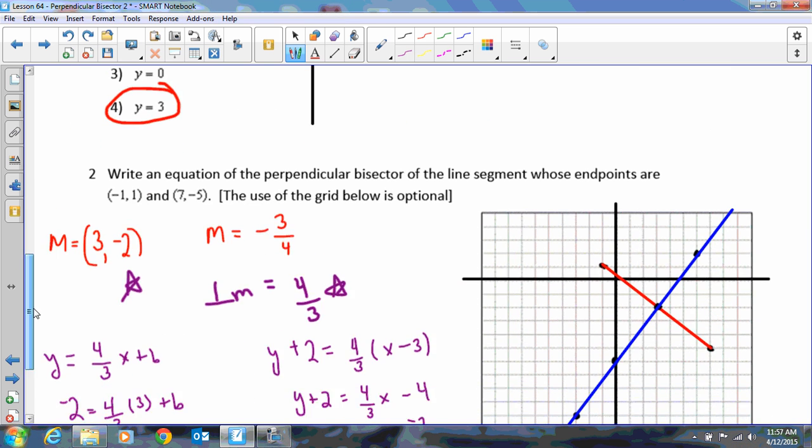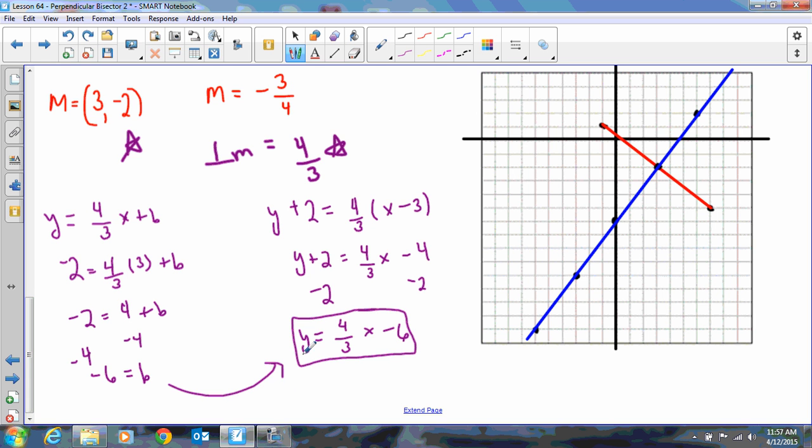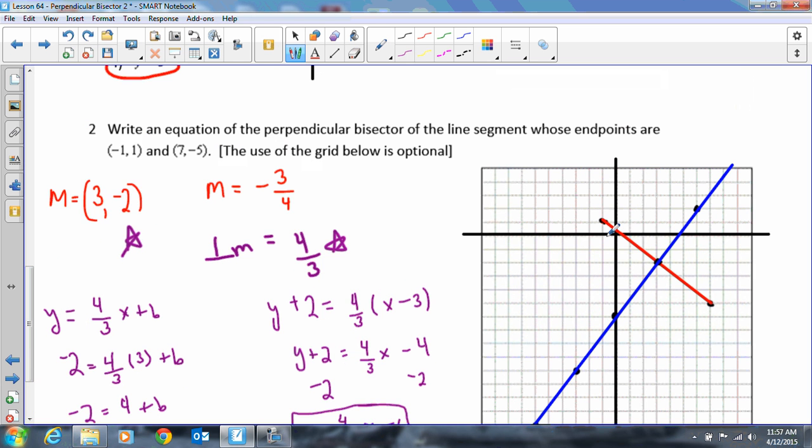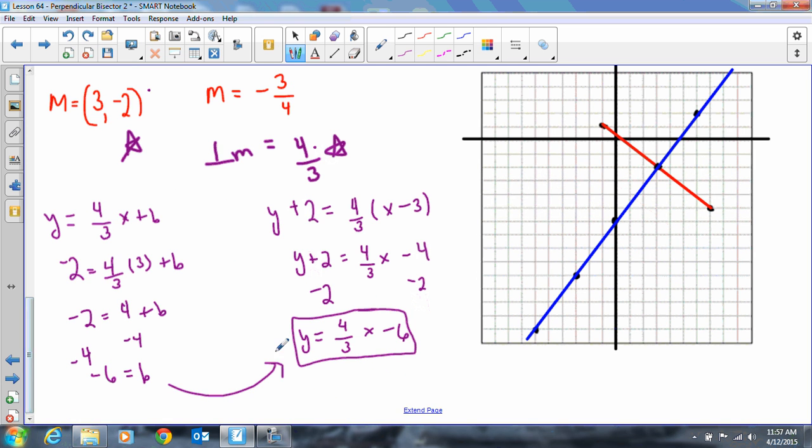And number 2, final one, I ended up with y equals 4/3 x minus 6 because I got my slope. Now I did this right on the graph, or my midpoint I got to be 3, negative 2. The slope of the red line, original, is negative 3/4, so then the perpendicular bisector slope must be 4/3. Using that and that, I plugged them in and got my equation. So either way, you could plug it into this one or this one. Y equals 4/3 x minus 6.